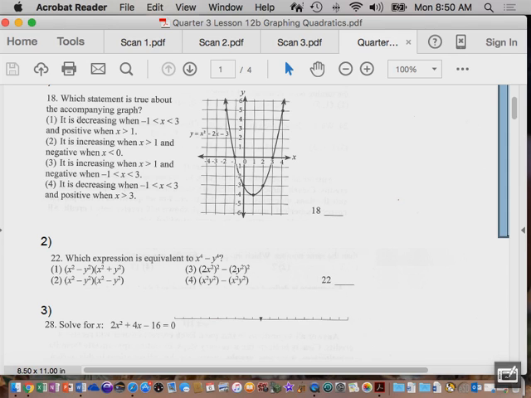It's increasing when x is greater than 1. Yeah, we established that. And it's negative when it goes from -1 to 3. Well, look, isn't the graph down here? And isn't that the negative area of the y? So yeah, that's the correct choice, choice 3.